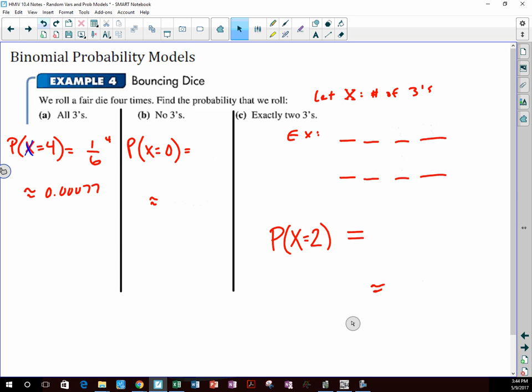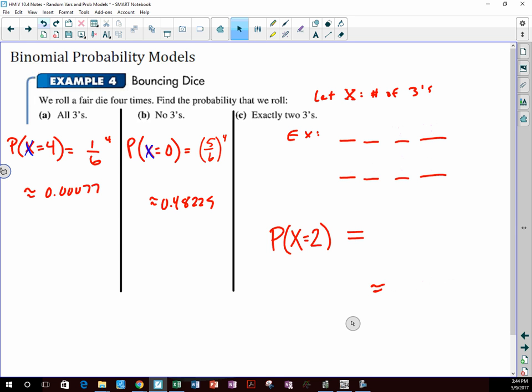The next one asks us about the probability of rolling no threes. So we're looking for the probability that our random variable x, the number of threes that we roll, is equal to 0. If the probability of rolling a 3 is 1/6, the probability of not rolling a 3 is 5/6. And we're going to do that 4 times in a row. So 5/6 to the 4th would be 0.48225. You can give this as a percentage or as a decimal, the way that we've been doing in our probability problems so far.